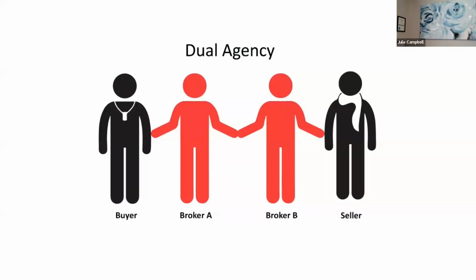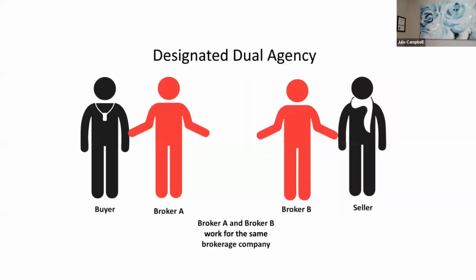In a dual agency situation, the firm and its agents owe equal obligations to you and the seller rather than only representing your interests. Because of this, your agent may lose their ability to advise, counsel, or advocate for either party. In order to reduce the conflict of interest inherent in dual agency, some real estate firms may offer a type of dual agency called designated dual agency. Now, this is where one agent within the firm is designated to represent only you, and another agent within the firm is designated to represent only the seller.